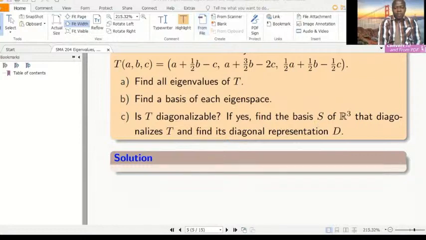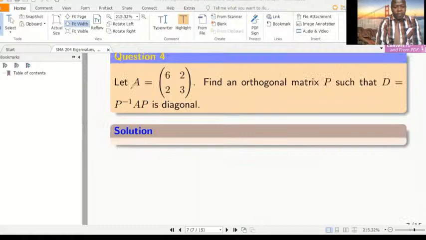Let's look at the next question. Question 4, we are given this matrix, and we are asked to find an orthogonal matrix P. I'll underline the word orthogonal because the way you find an orthogonal matrix P is not the same way you've been finding P in the previous examples. In the previous examples, you've been taking the eigenvectors and arranging them in column form. And that is how we've been finding matrix P.